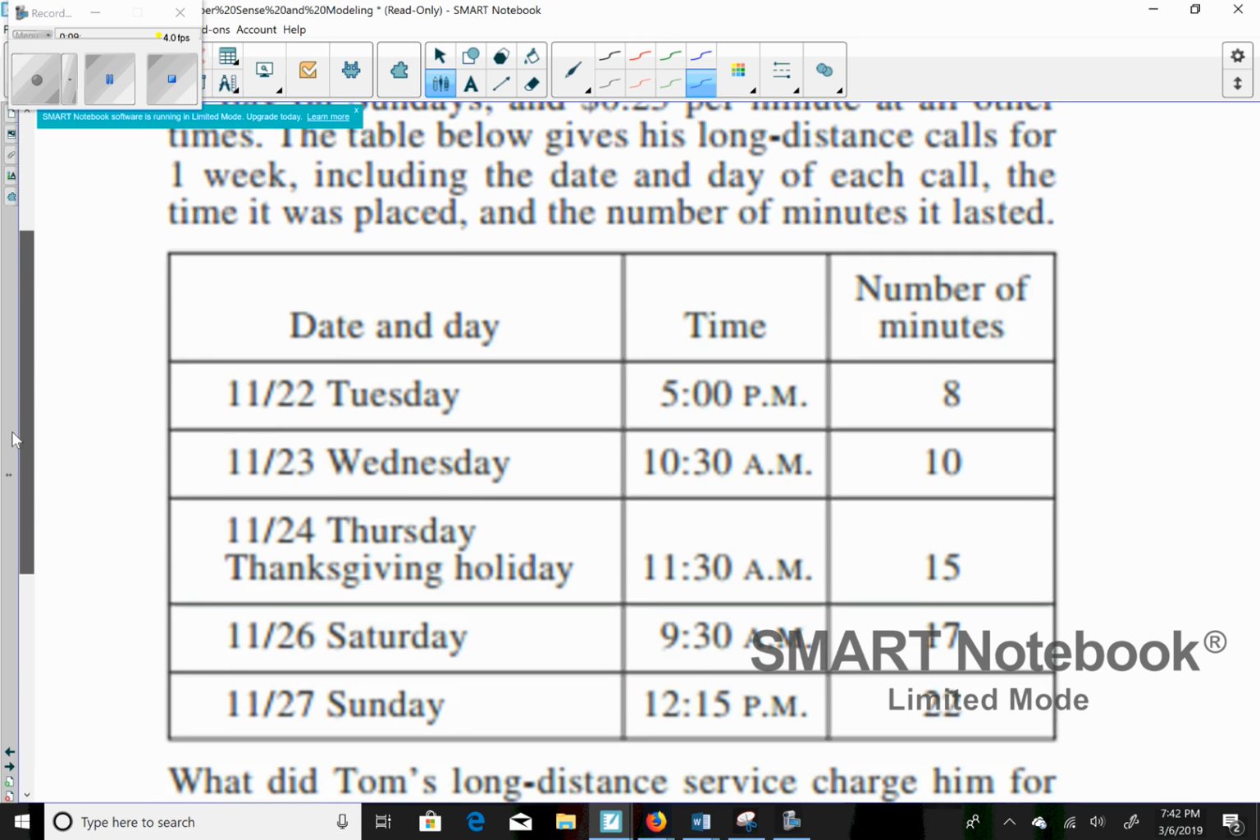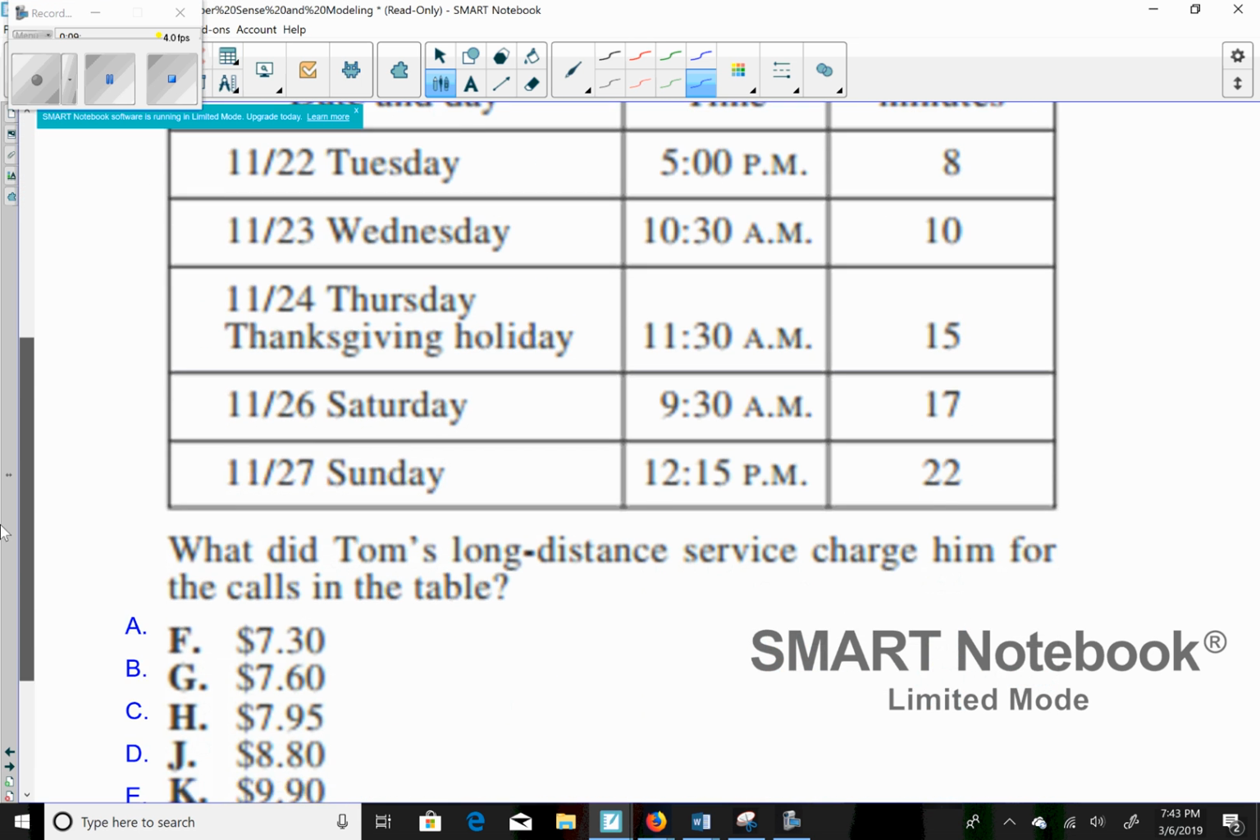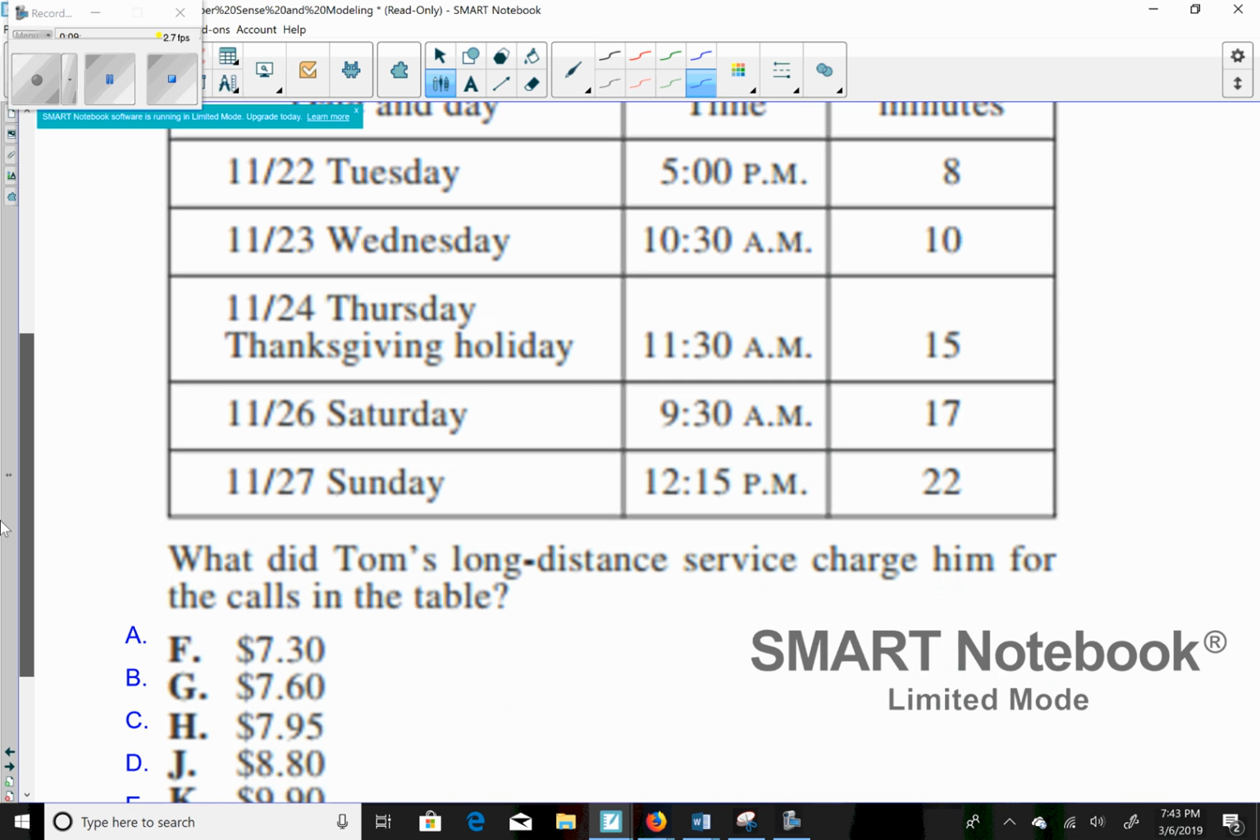So here's the chart. What did Tom's long distance service charge him for the calls on the table? So if I look at this, Tuesday at 5 p.m., that's going to be the 25 cents. So he's charged for 8 minutes at 25 cents. On Wednesday, 10:30 a.m., he's also going to be charged at 25 cents.